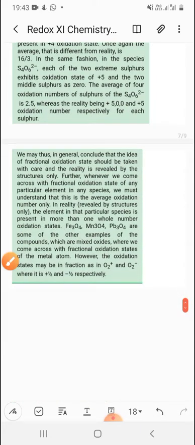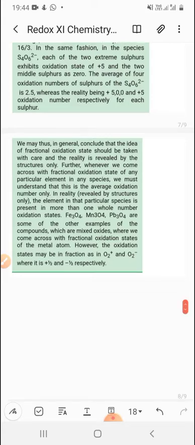So we may thus in general conclude that the idea of fractional oxidation state should be taken with care and the reality is revealed by these structures only. Further, whenever we come across a fractional oxidation state of any particular element in any species, we must understand that this is the average oxidation number only, and in reality the element in that particular species is present in more than one whole number oxidation state.